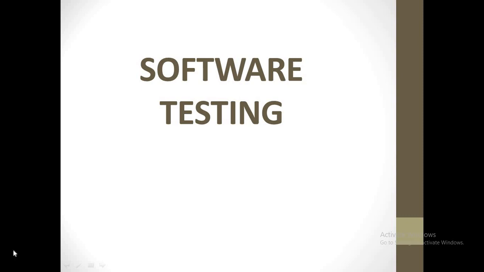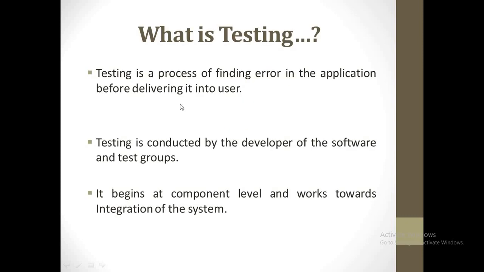So in this video, we'll try to understand what is software testing. Software testing is a process where we can find the errors in the application before it is delivered to the customer. Testing is usually done by the developers or some group of people known as testers. It begins at the component level and goes towards the integration of the system.